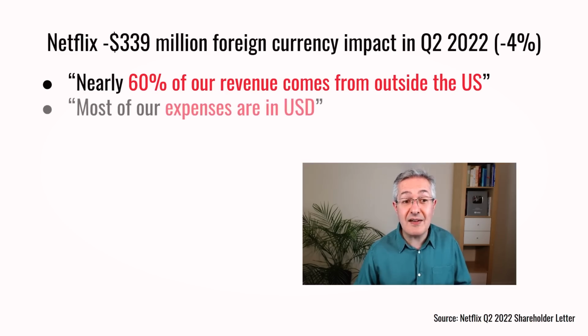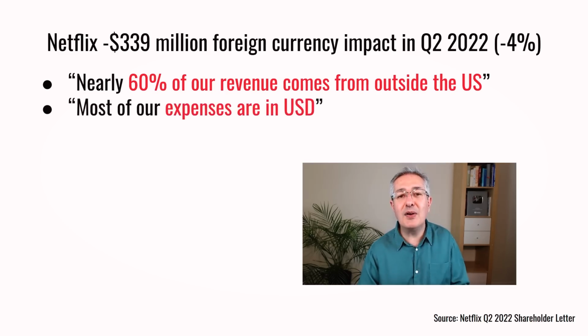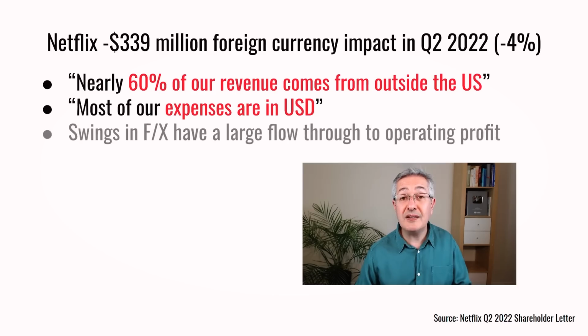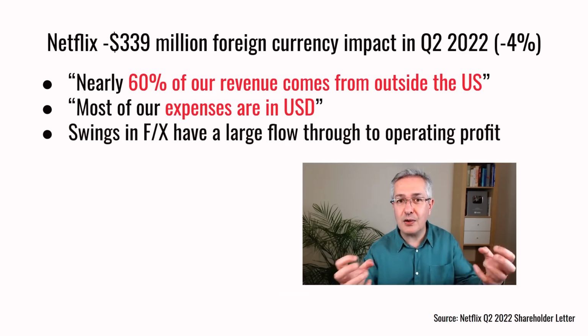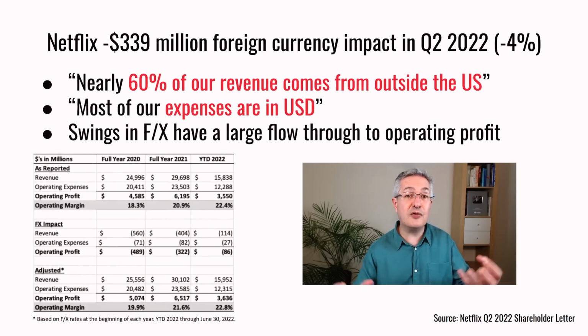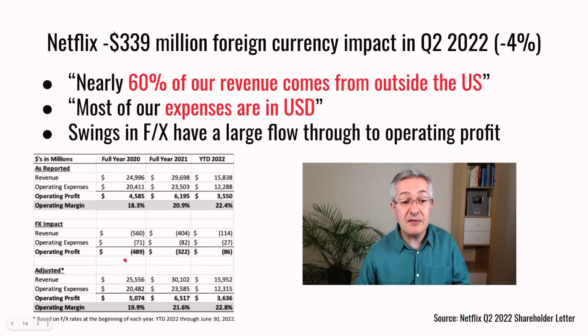However, in the case of Netflix, that's not the case. Most of their expenses are actually in US dollars. So it's the worst of both worlds. And that's why swings in FX, that's the currency, the dollar strength, have had a large flow through to their operating profit. And in fact, they say in future they're going to strip out the effects of currency and show their results based on currency at the beginning of the year. If they do that for 2020, you can see it also had a big negative effect, as it did in 2021.